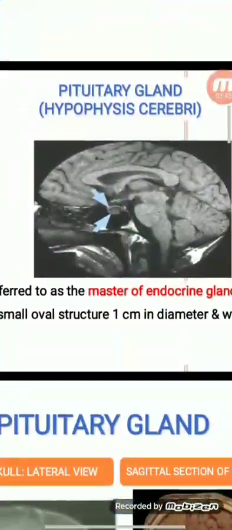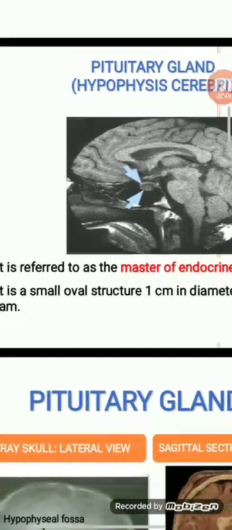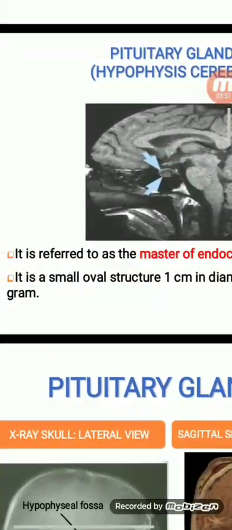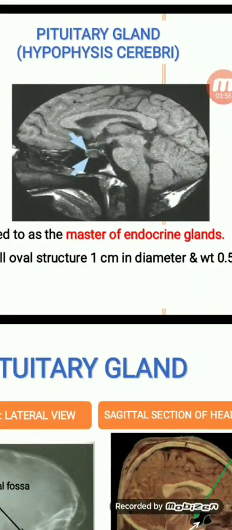Take a look at the pituitary gland, also called hypophysis cerebri. Here, as you can see at the arrow, it is treated as a master gland. It's a master endocrine gland. It controls other glands. And the hypothalamus is the president, and the pituitary gland is the vice president.